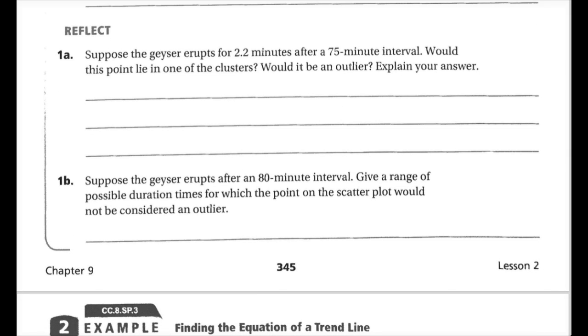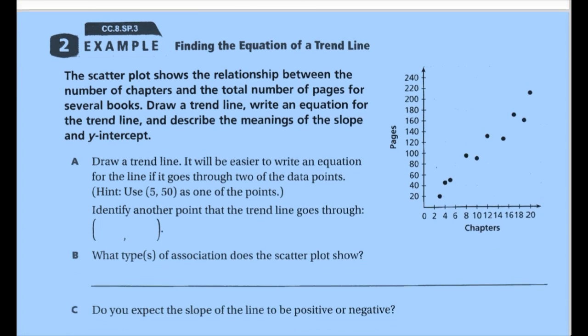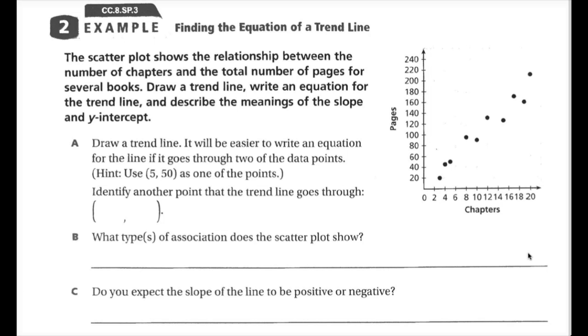Reflection, 1A. You're going to answer 1A and 1B on your own. Okay, let's take a look at example 2. The scatter plot shows the relationship between the number of chapters and the total number of pages for several books. So here's our chapters, here's our pages. Draw a trend line, write an equation for the trend line, and describe the meanings of the slope and y-intercept.